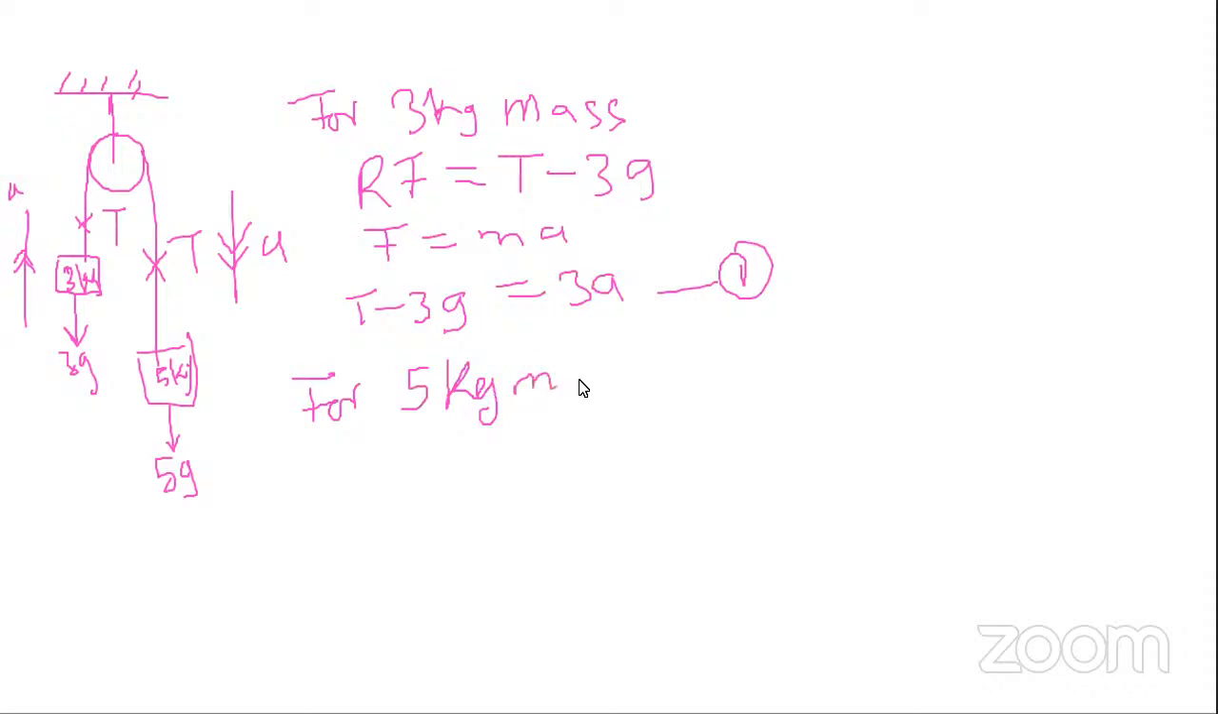And then we also consider the 5 kilogram mass. What will be the resultant force? Our resultant force will be our 5g minus T, whereby our F is equal to our ma. So that our force will be 5g minus T is equal to 5a. Equation 2.